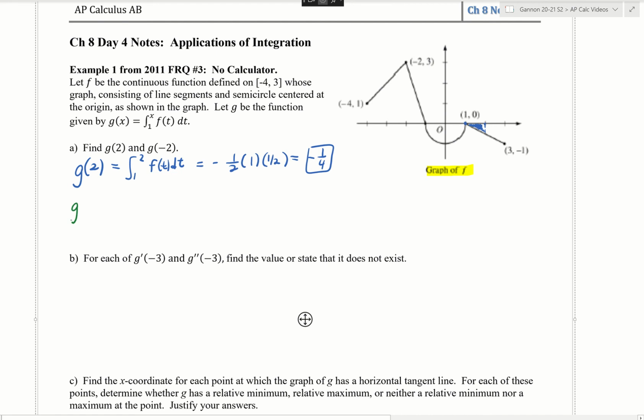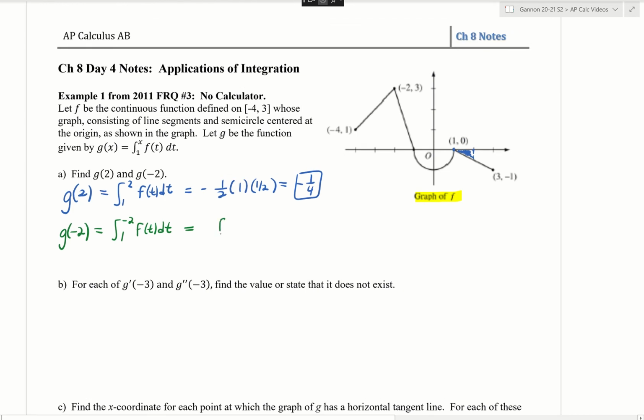Now for g of -2, again, it's just an application of that function, so we can write it as the integral from 1 to -2 of f of t dt. Now from there, usually when you take an integral, you want your limits of integration to go from the smaller number to the bigger number. If we were to rearrange this and rewrite this from -2 to 1, then we need to change the sign by basically putting a negative in front. So it's going to be the opposite of that integral.